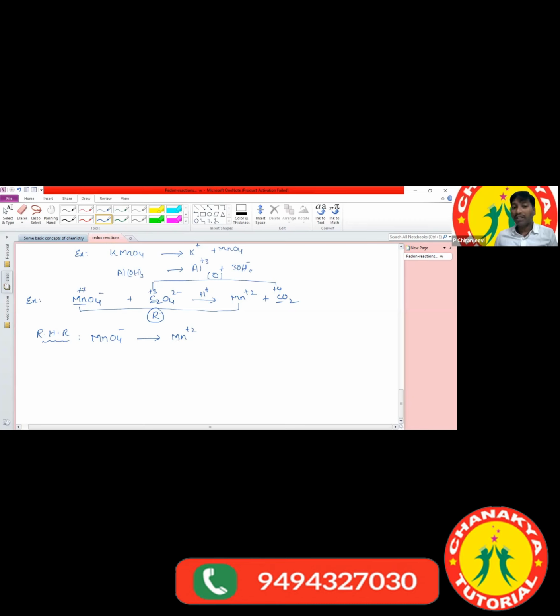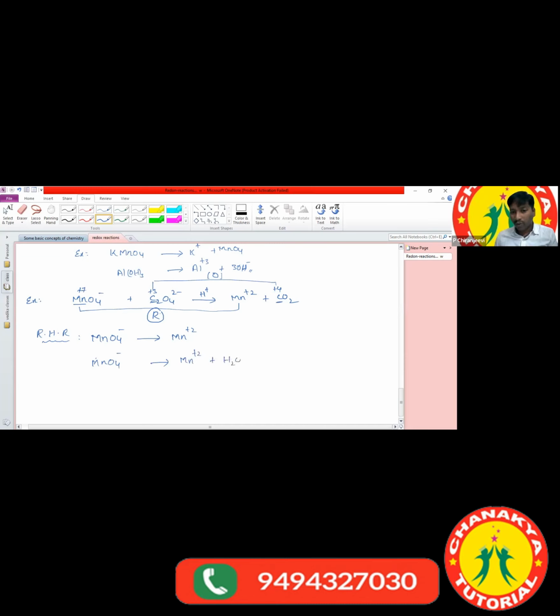How can we balance the oxygen? Wherever the deficiency is there, that many number of water molecules we have to add. For example, at the left hand side, how many oxygen atoms are there? 4. Right hand side? 0. So to balance the number of oxygen atoms, we have to write an equal number of water molecules. That many number of water molecules we have to add.